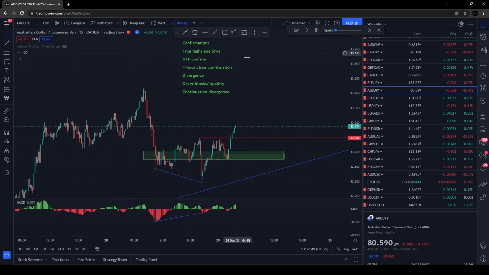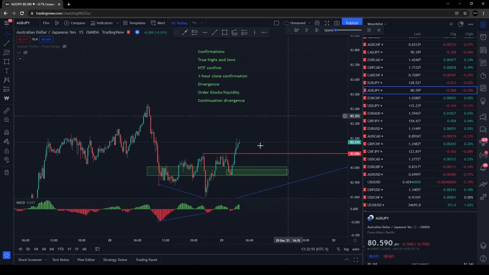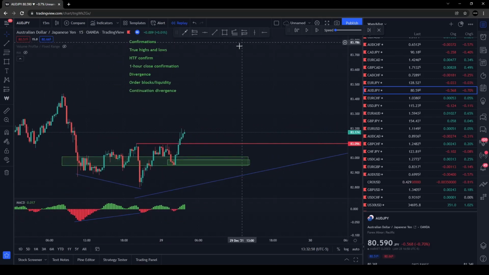Okay, following that, directly after I look for order blocks and liquidity, these are all my confirmations. They're all met, and now I can enter the trade. We're going to get to continuation divergence in a second, but this is actually once you're in the trade.